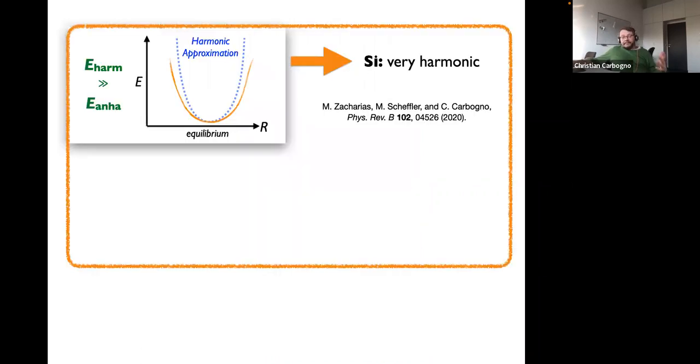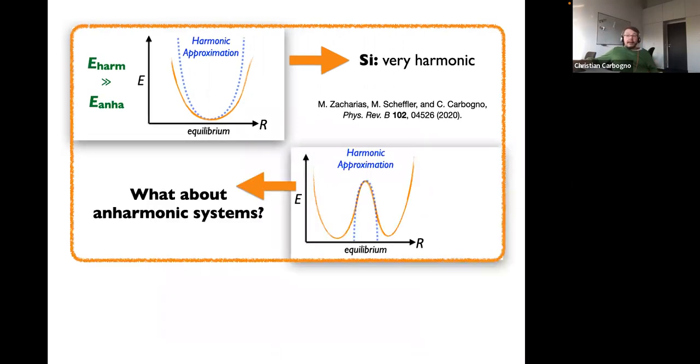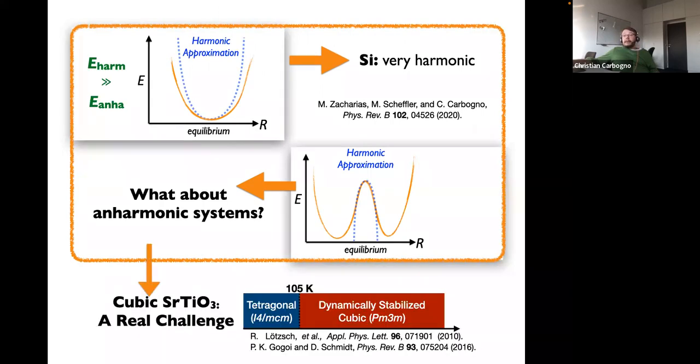So once again, silicon is more like a proof of concept because we know this is harmonic, and we would not expect two anharmonic effects to play a major role in this kind of system. It is much more interesting if we now switch to a more anharmonic system. And here we will look at cubic strontium titanate, a perovskite that is quite challenging to describe. As a matter of fact, it's in a tetragonal structure at very low temperatures, so up to 100K, and then switches to a dynamically stabilized cubic structure.